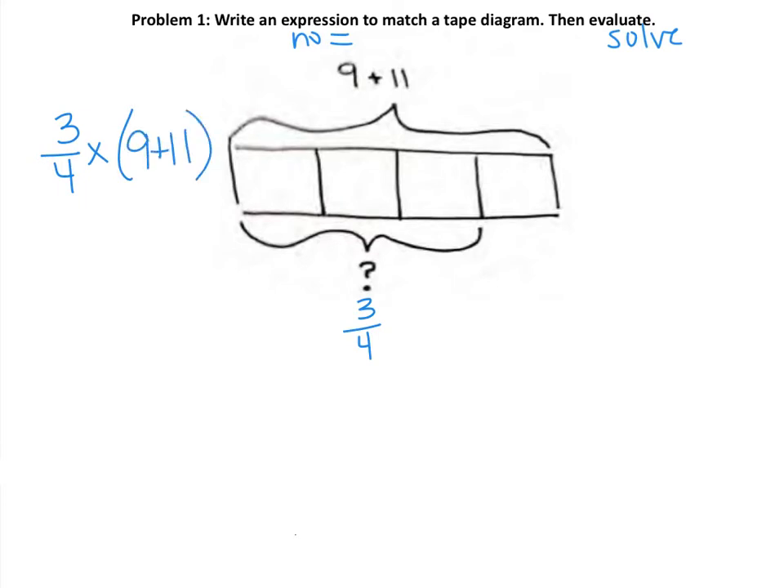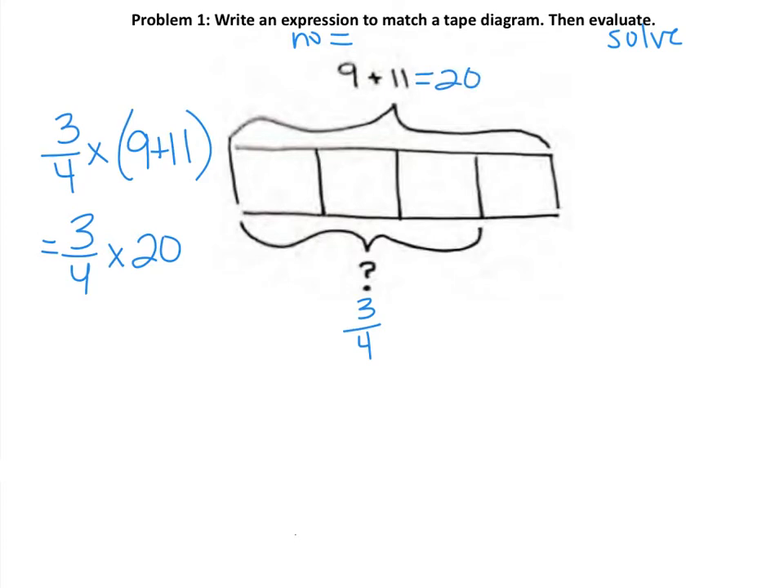Yes, could I solve this right now and know that's 20? Absolutely. But I'm supposed to be making an expression based on what I see in the tape diagram. Well, now let's solve it. So, equals 3/4 times 20, because 9 plus 11 is equal to 20.